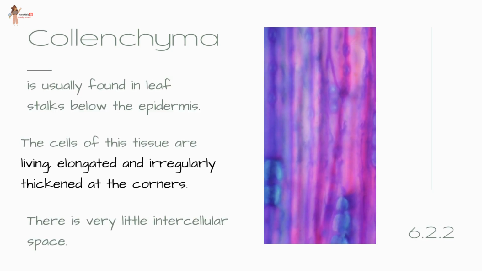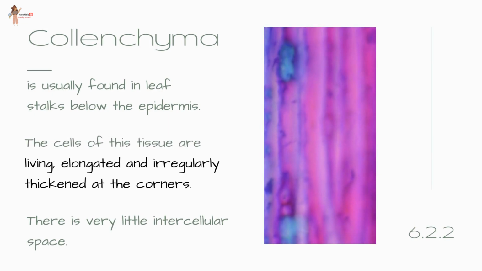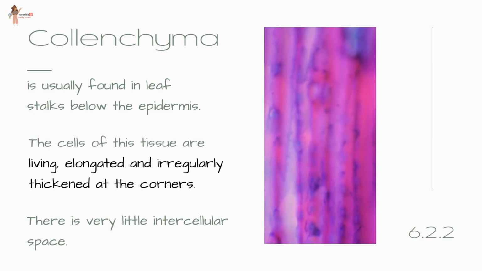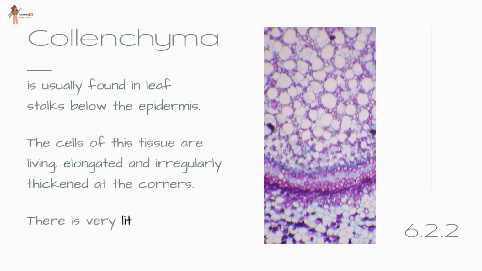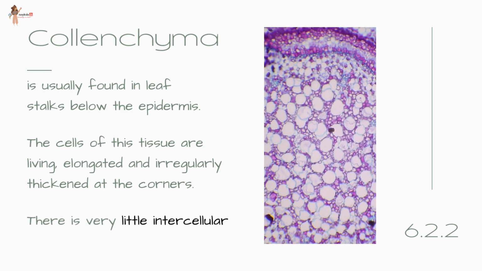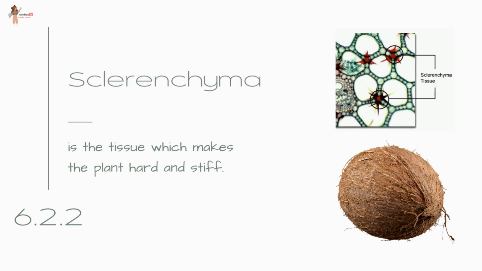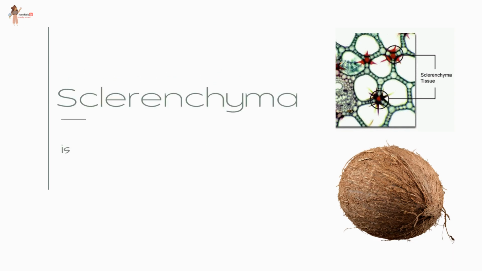The cells of this tissue are living, elongated and irregularly thickened at the corners. There is very little intercellular space. Yet another type of permanent tissue is sclerenchyma. It is the tissue which makes the plant hard and stiff. We have seen the husk of coconut. It is made of sclerenchymatous tissue.